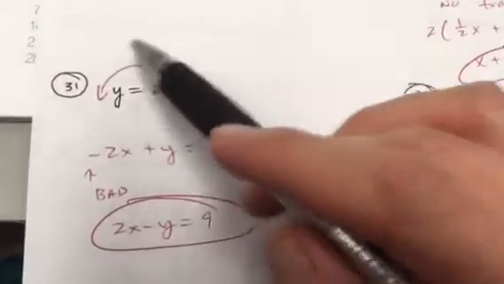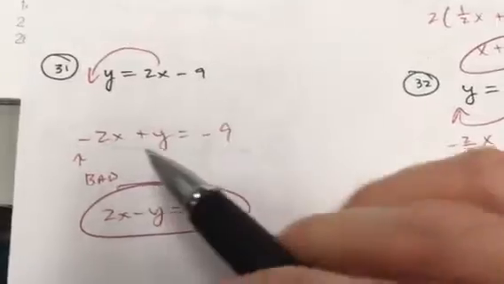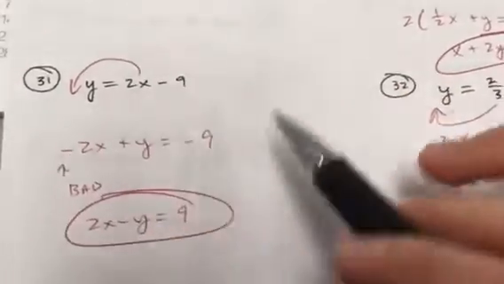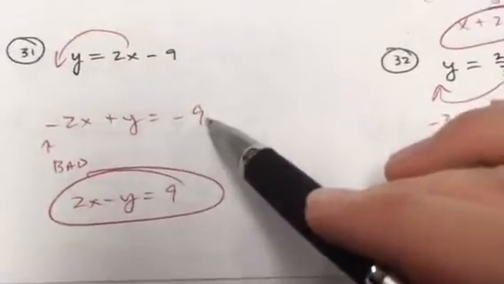On 31, move the 2x over. It's now a negative 2x. That's bad because it's negative. So I make it positive by multiplying everything by negative 1, just flipping the signs. That was positive y, now it's negative y. That was a negative 9, now it's positive 9.